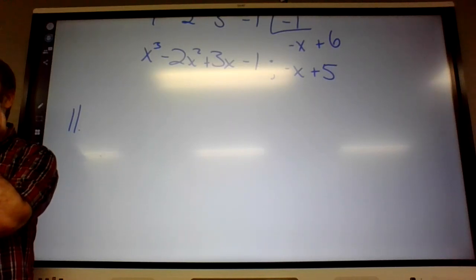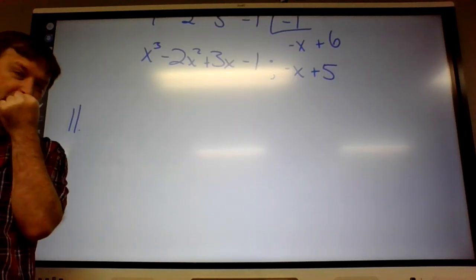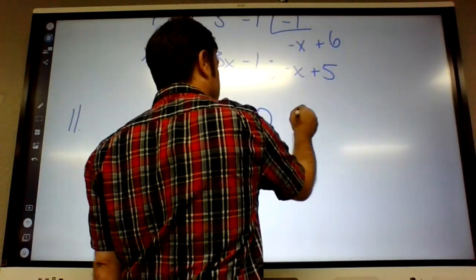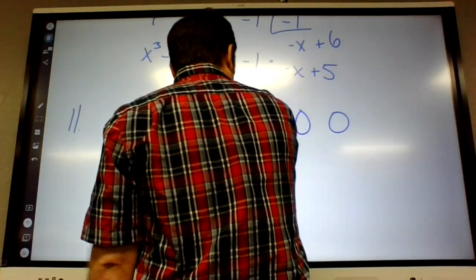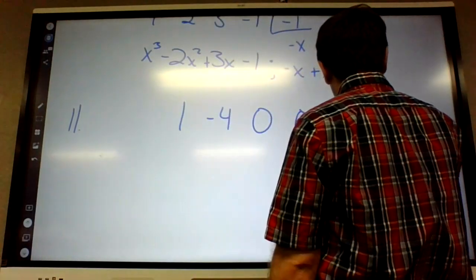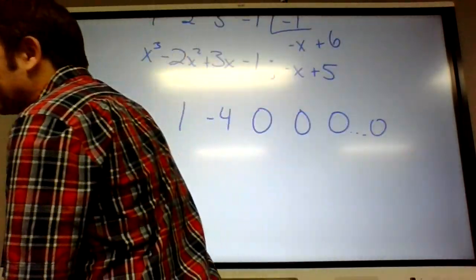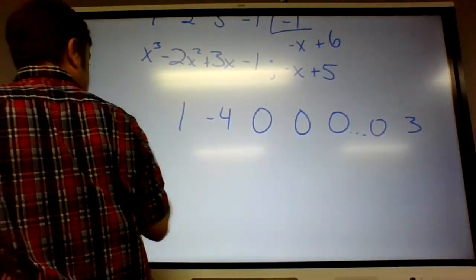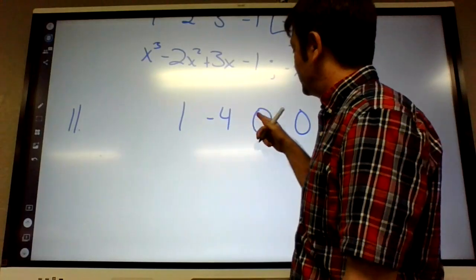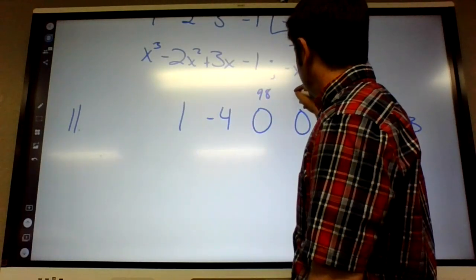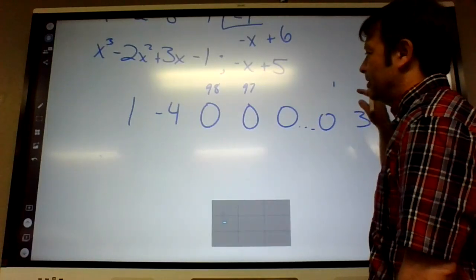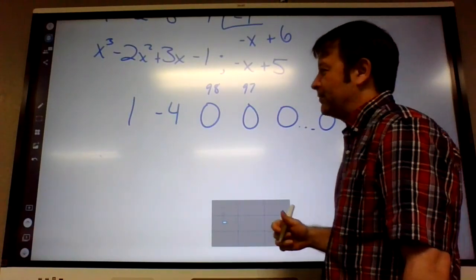1, negative 4, 0, 0, 0, 0, 0, 0, 0, 0, 0, 0. Okay, so, and then dot, dot, dot, 0, what was the last one? 3. Okay, so that's the 100th power, this is the 99th, so this would be like the 98th power, 97th. And this would be like x to the first power, this would be like x to the zero power. Anyways, we kind of need to find the pattern here.